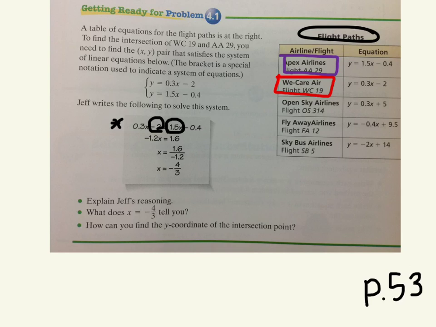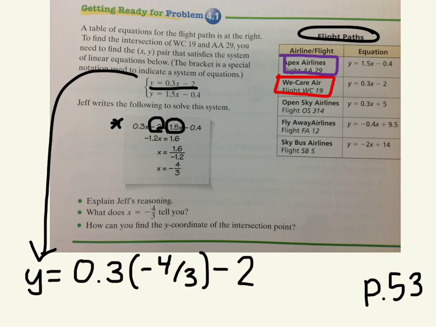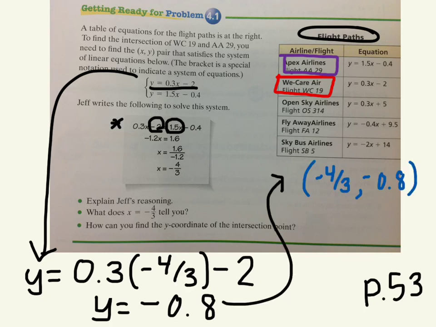So let's do this. Let's take that first equation, y equals 3/10 x minus 2, and we're going to plug in the value of x for x, which is negative 4/3. Now it's just a matter of simply calculating the value of y. The value of y is negative 8/10. So my solution is negative 4/3, negative 8/10.